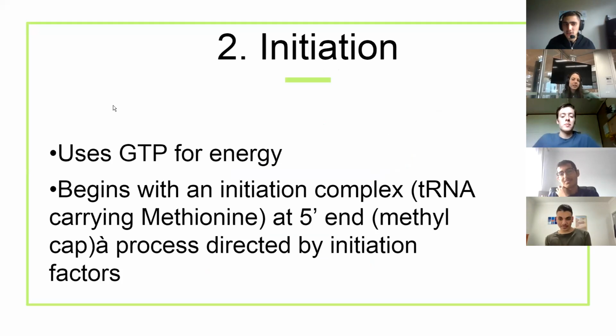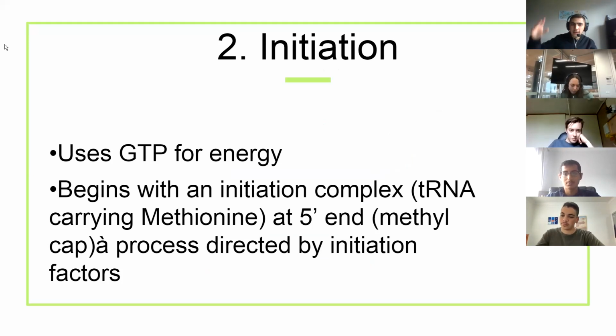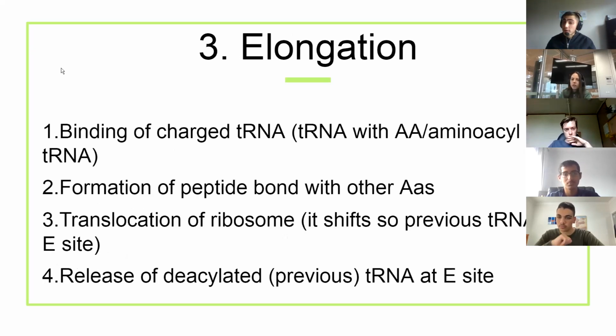So step 2 is initiation, and this is a step that uses energy. So just be aware that translation is an active process. You begin by bringing in the tRNA carrying the methionine, which is usually the starting amino acid of every protein, and it goes to the 5' end, which directs it to the initiation factors that start the whole process. Elongation is next, which is where the conveyor belt process happens and you build that long chain.